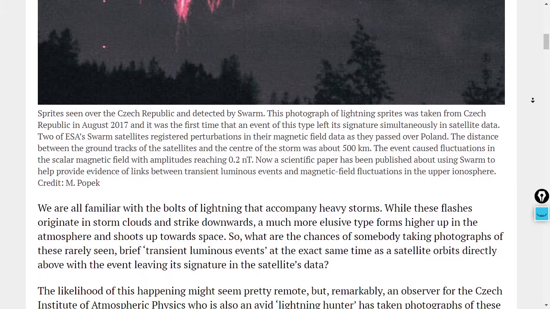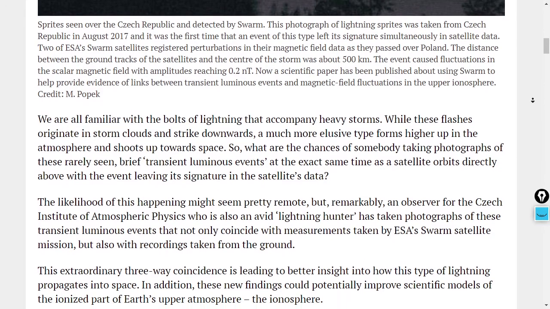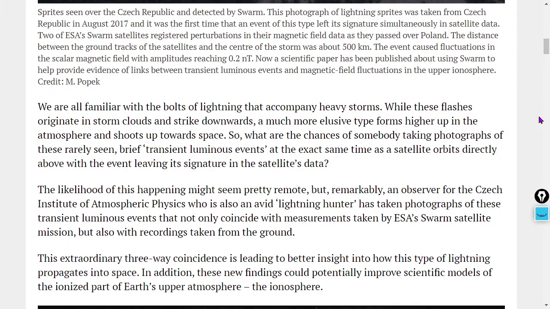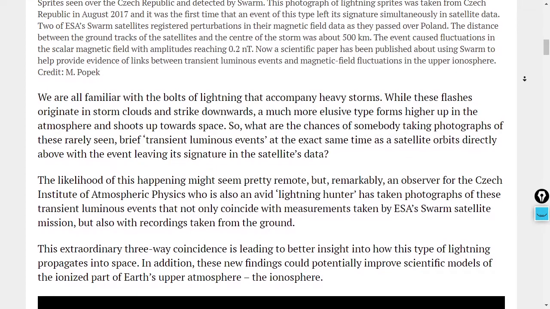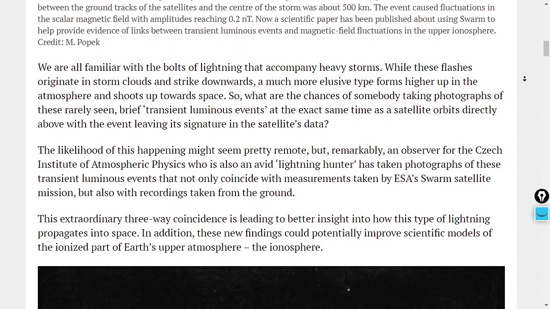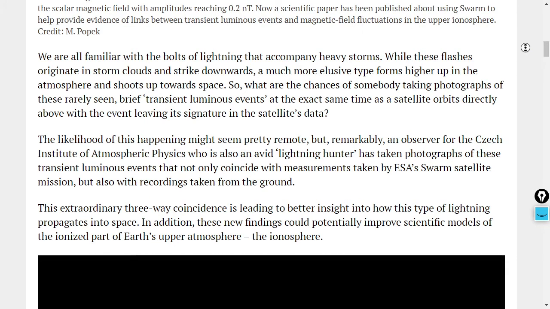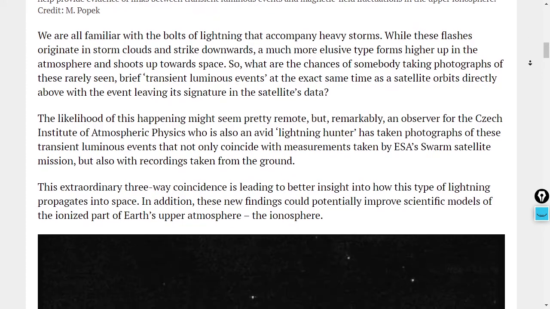And ESA Swarm satellites registered perturbations in their magnetic field data as they passed over Poland. The distance between the ground tracks of the satellites and the center of the storm was about 500 kilometers. The event caused fluctuations in the scalar magnetic field, with amplitudes reaching 0.2 nanotesla. Now a scientific paper has been published about using Swarm to help provide evidence of the links between transient luminous events and magnetic field fluctuations in the upper ionosphere. Anyway, that's where those sprites are happening.